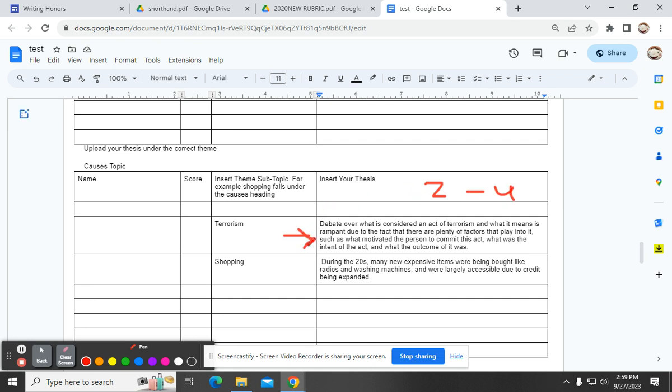During the 20s, many new expensive items were being bought, like radios and washing machines, and were largely accessible due to credit being expanded. I don't know what credit being expanded means. I have to make an assumption about that as the reader. It's not specific. During the many new expensive, and then I would also say this is too factual. There really doesn't seem to be anything other than here's just the information.